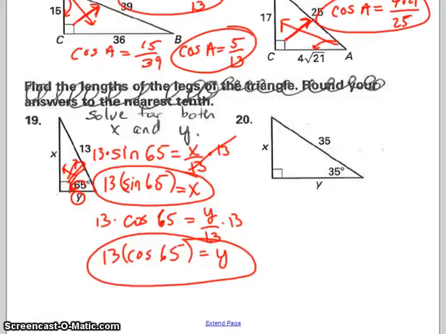Here's the second part to the test corrections. We are on the last four questions. Couldn't fit them in. That's all right. Number 20, here's our angle, and we need to find x.